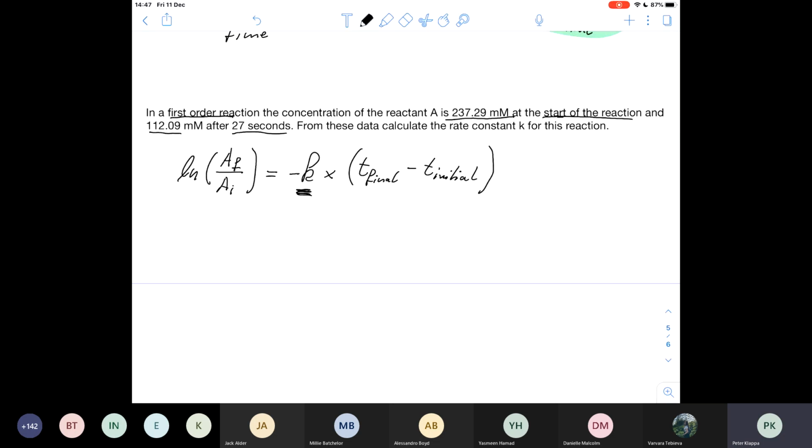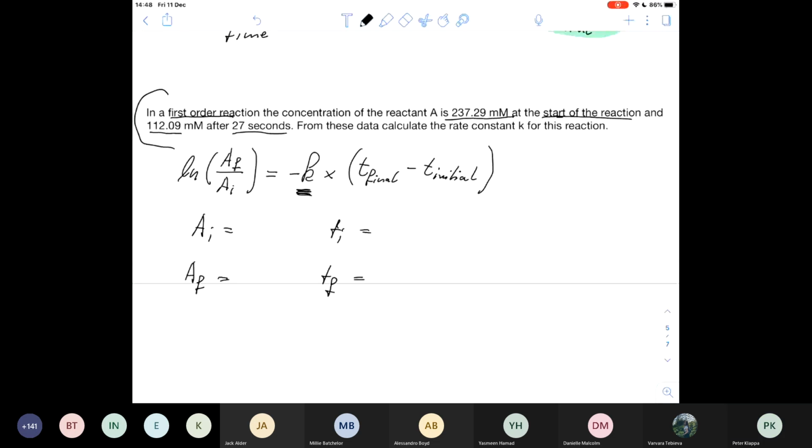So what I always do, which works really, really well, is create a little table. I put my A initial and my T initial, and I have an A final and a T final. From the given information I just put that in, because if I make this table, I can very easily extract the information from this wordy text and plug it into this calculation.